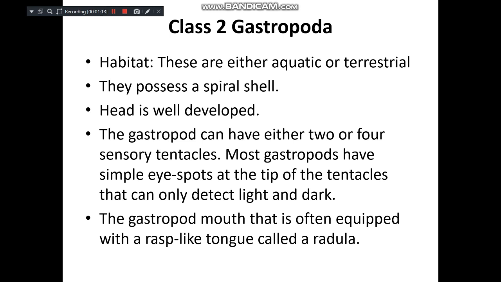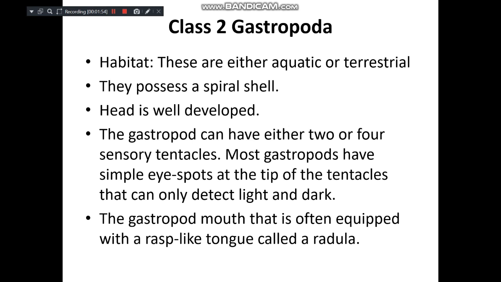The speciality of this Gastropoda is they have a shell, but it is a spiral shell, a coiled shell, which you can see here, like in Pila or even in snails, wherever there are shells. And the head is very well developed. Among all the molluscans, only two classes have a well developed head. Here, the Gastropoda can have either two or four sensory tentacles.